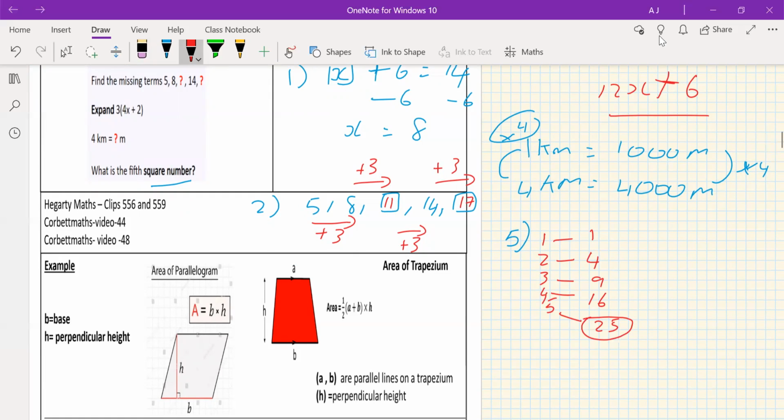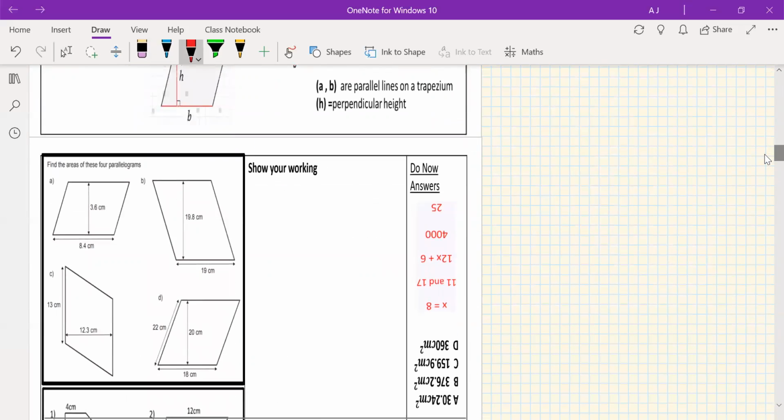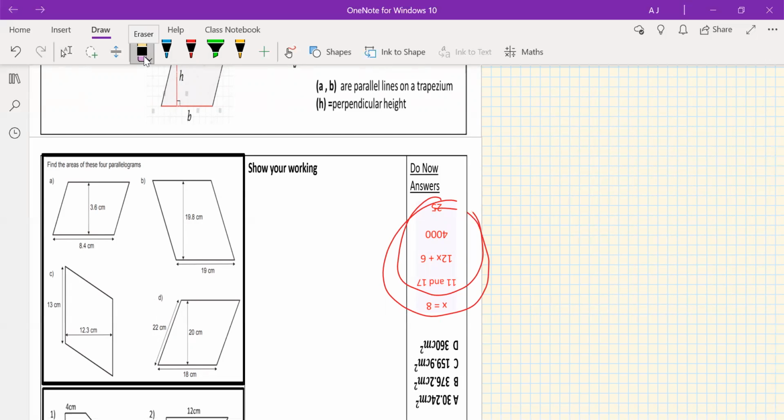So those are the do now questions. And you can double check the answers right here. Please mark your work, and we can go and double check the examples as well.